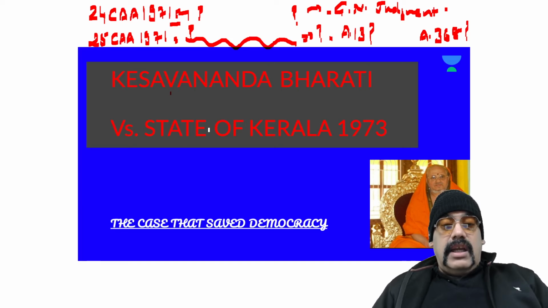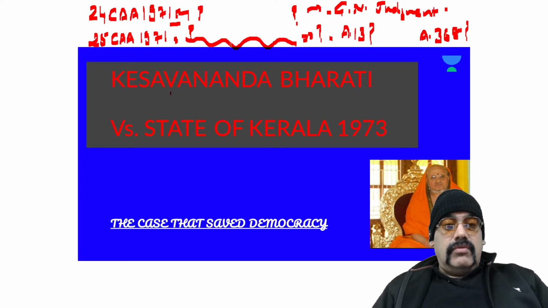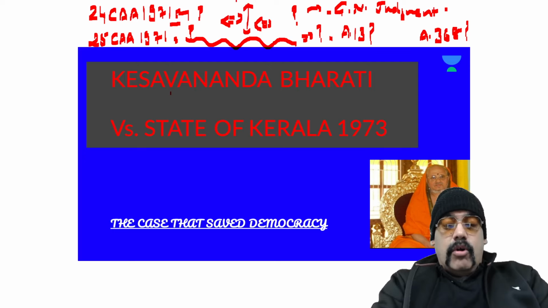A 13-judge constitutional bench sat down. 13 judges. If you recall, the Golaknath judgment was an 11-judge bench. This was a 13-judge bench sitting together to try and answer these questions, and ultimately to decide whether we are going to save this democracy or not.